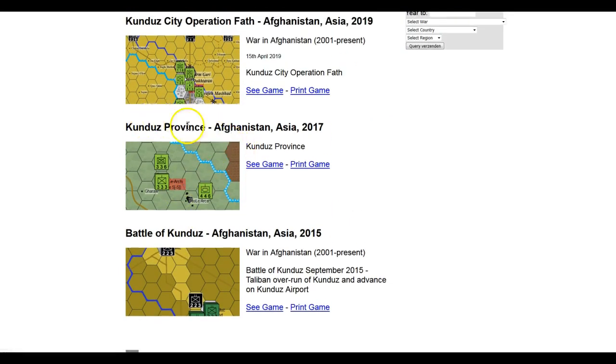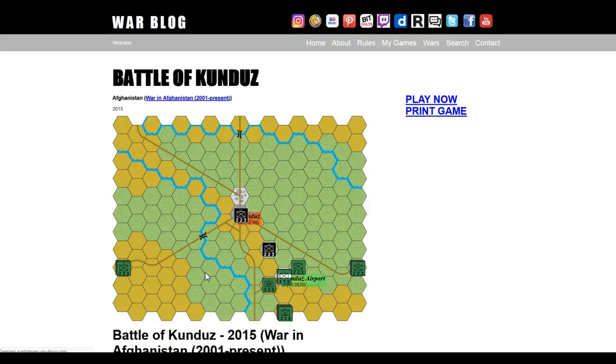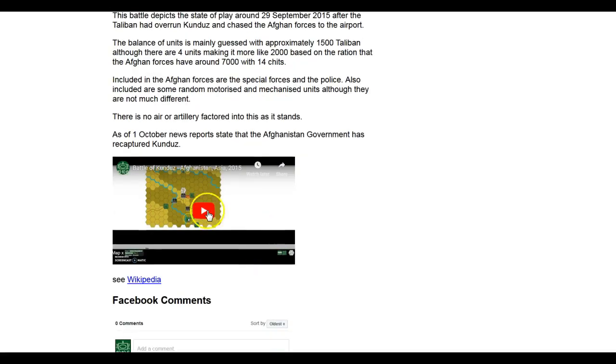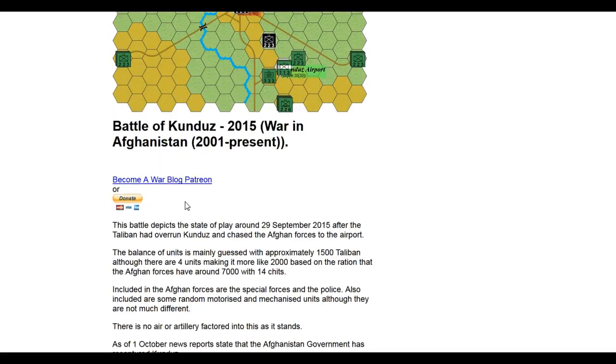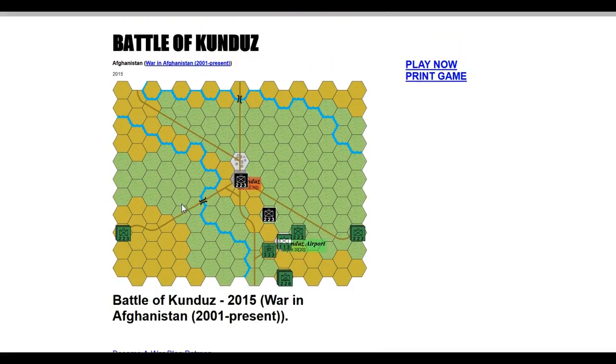Now this is Kunduz province. This is the Battle of Kunduz. Now I remember this one. So this is how I did Kunduz a long time ago, because they come in and take it, and then these units sort of come up here. I've probably even done a video on this. Yeah, look. So it's slightly interesting really to see.